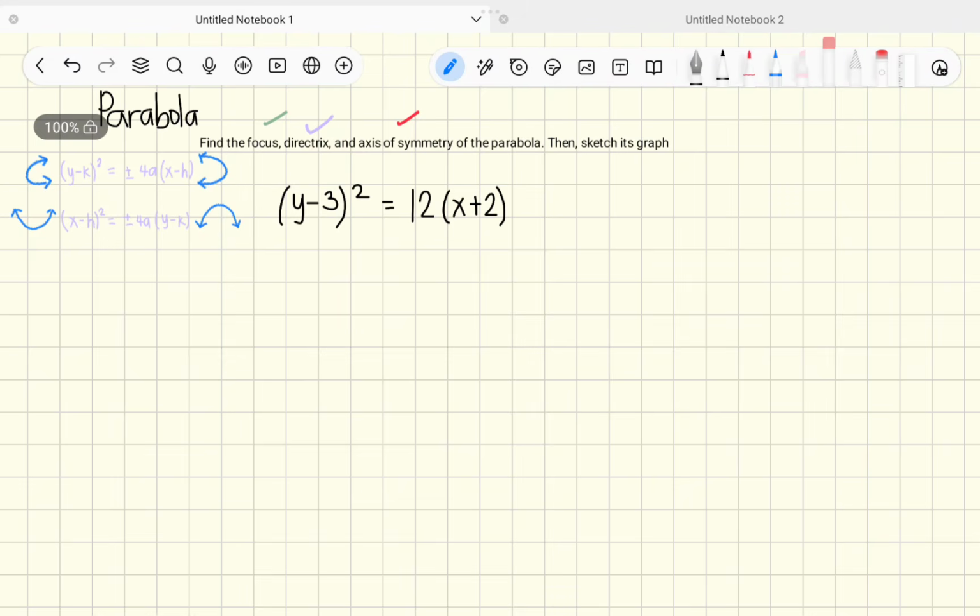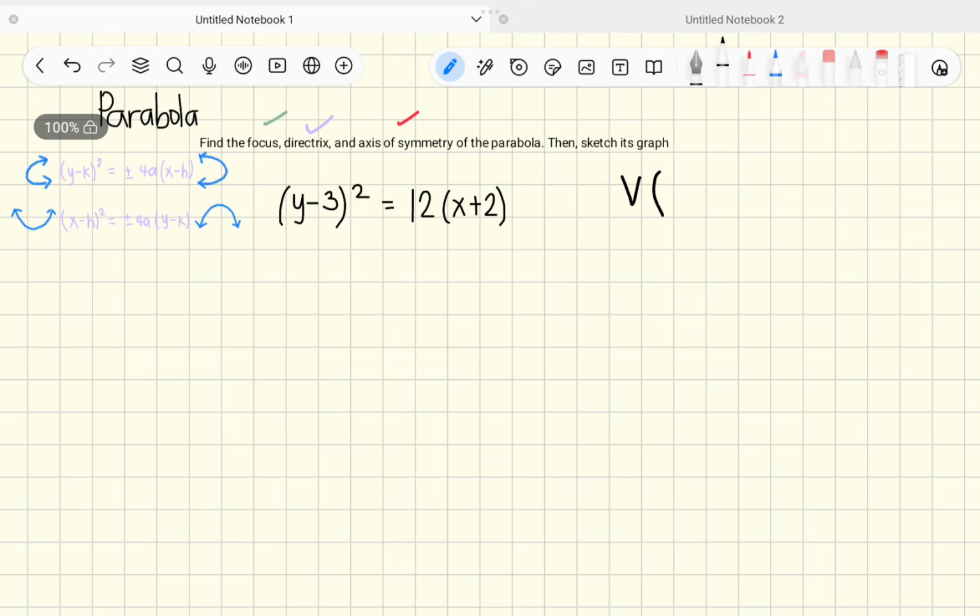Suppose we have a parabola defined by the equation (y − 3)² = 12(x + 2). You can either have a parabola facing the left or right. Then we know that the vertex is no longer at the origin. So from your equation, where is the vertex?